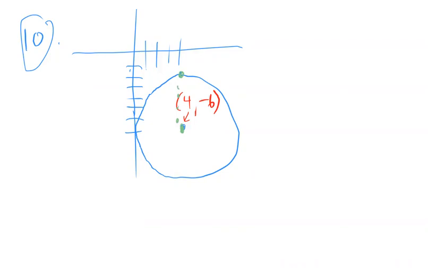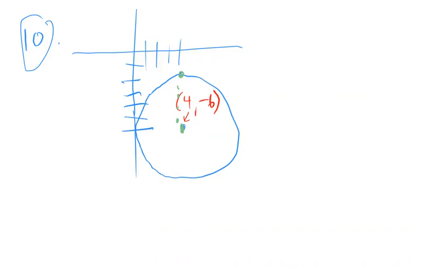Wait, hold on. Okay, I think I actually went down too far. Hold on. Let me erase those. So 1, 2, 3. Whoops. 3, 4, 5, 6. Okay, I think I drew too many of those blue things. So the center had too many lines on it. It's really at -6 for the y value.